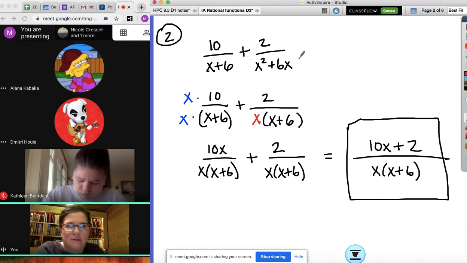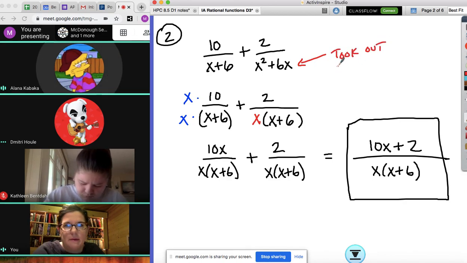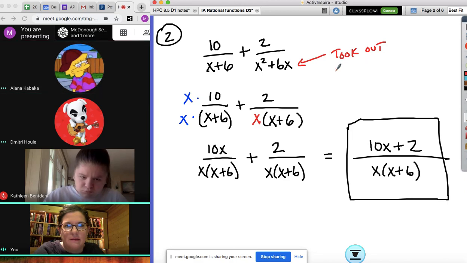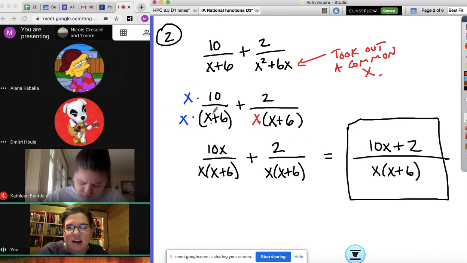So just to kind of recap this one, we took out the thing that they have in common. And then we needed this fraction to have that x as well so that they had a common denominator. Any questions with that one?